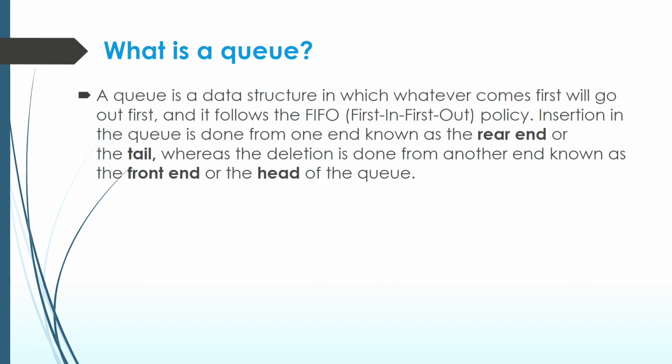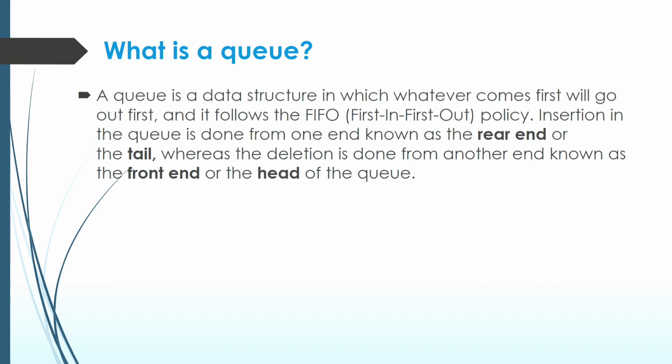Now we will see the deque operation. We have learned the circular queue and now we will learn about the deque. Before going to the deque, we should see a brief description of the queue first. So what is a queue? A queue is a data structure in which whatever comes first will go out first, and it follows the FIFO policy, first in, first out.